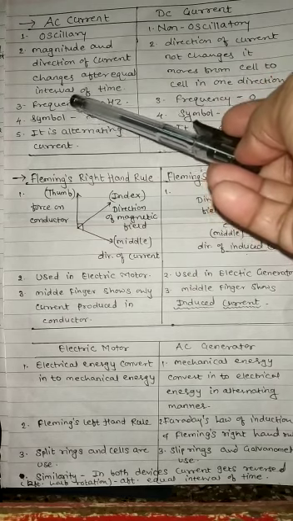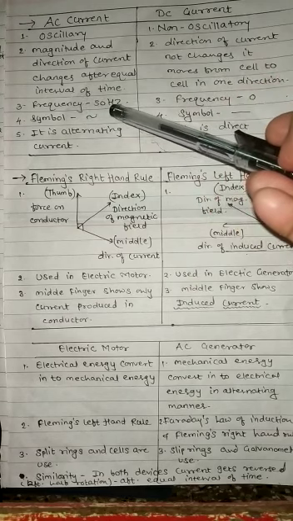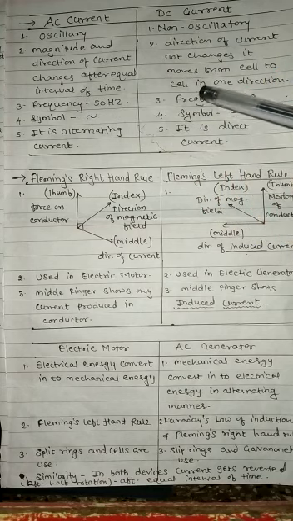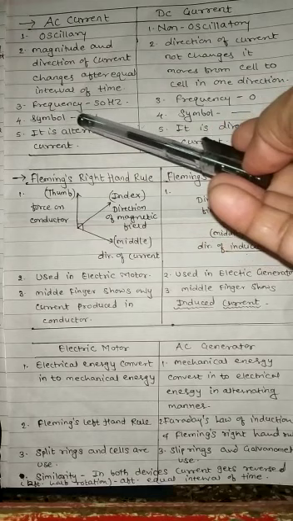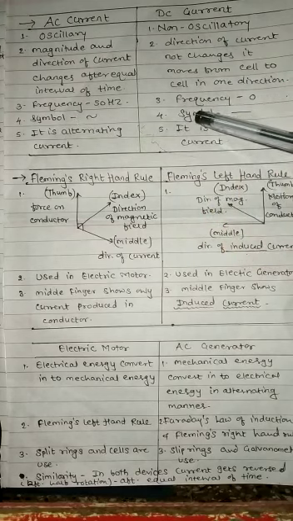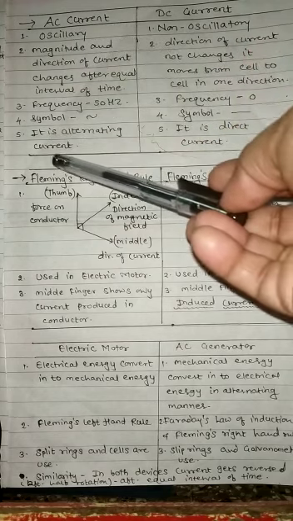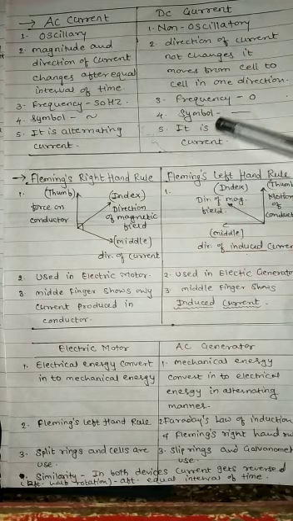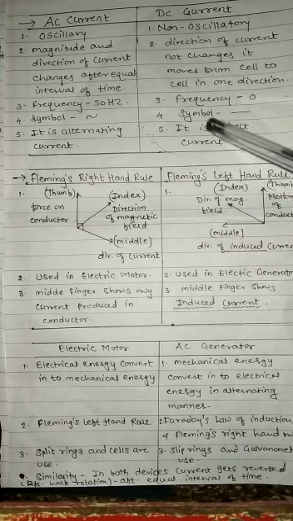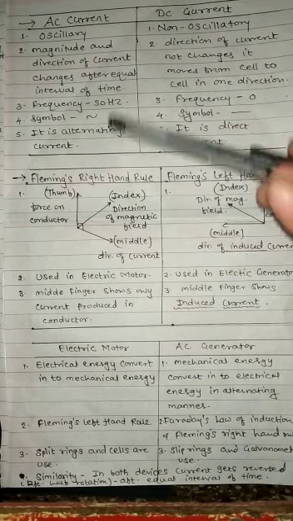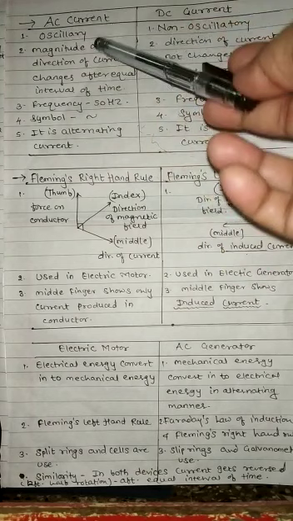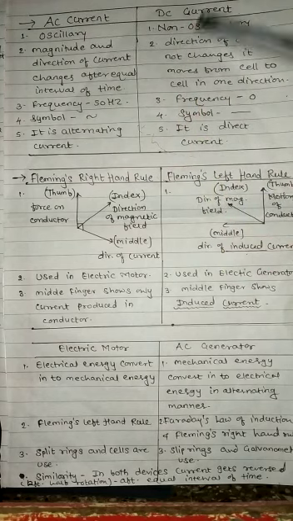Third point is the frequency of AC current is 50 Hz per second. The frequency of DC current is 0. The symbol of AC current is like this, that is zigzag. The symbol of DC current is only a single line. The full form of AC is alternating current, and DC is direct current. So like this we have to write down 5 points of difference between AC current and DC current.